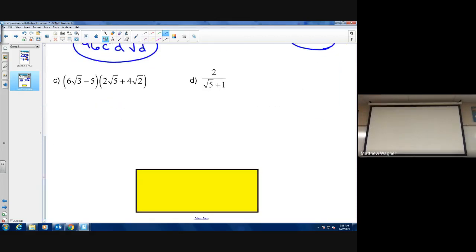Looking at the last 2 problems of the day, hopefully you kind of see this and you're like, you know what, I would probably FOIL that. And you are exactly right. So we'd multiply it out. 6 root 3 times 2 root 5. We're going to wind up with 12 root 15. Minus 10 root 5.